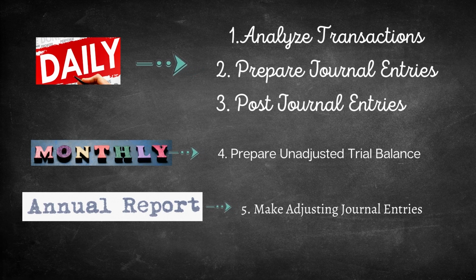Step 4, which is prepare an unadjusted trial balance, is something we do monthly or more often if necessary to ensure that everything is in order for step 5, which is make adjusting journal entries. We may do this step monthly or quarterly, but almost always annually. The only reason we wouldn't create financial statements is if we were out of business. But even then, we have to file a final tax return and we'll need financials to do that.